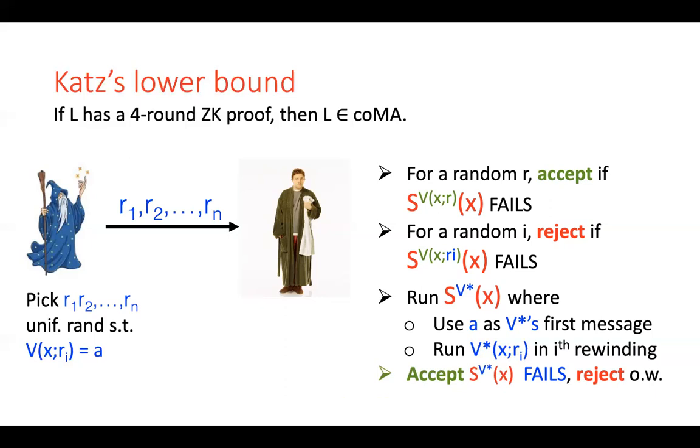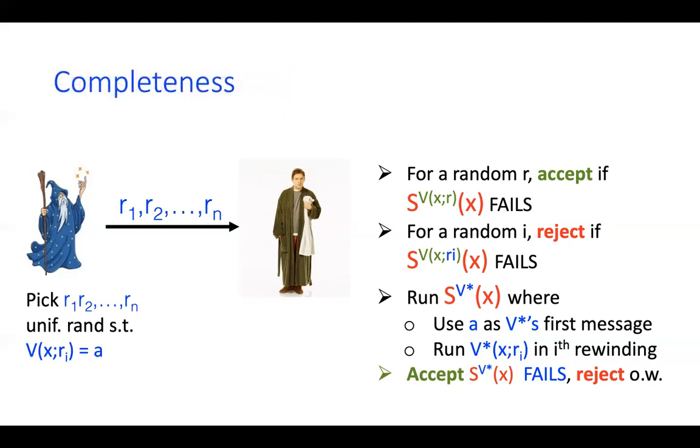So first, let's talk about completeness. So completeness means I'm talking about a no instance for L, which is a true instance for the proof system. So if I have a no instance for L, now let's say that, look, there are 2 cases on the first step, right?